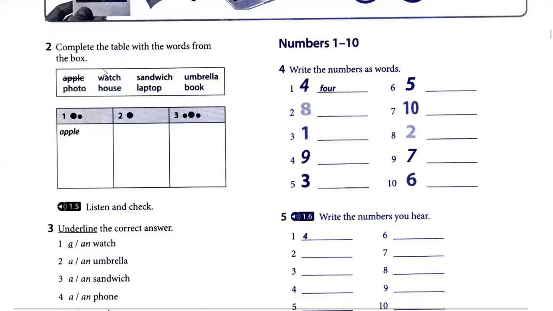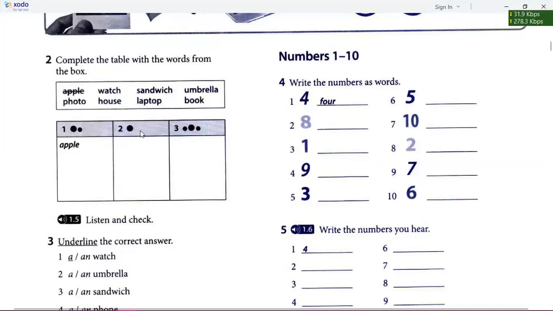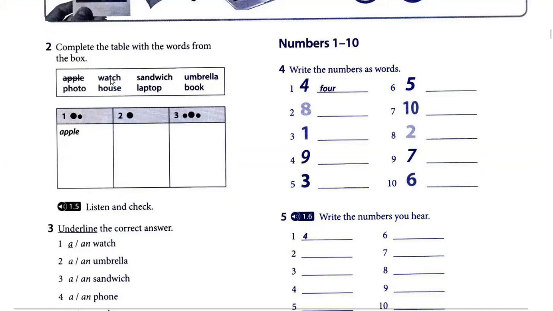Complete the table with words from the box. So here, in the first box, you write those words which are one syllable, which have one sound. In the second box, you write those words which have two syllables, two sounds. And in this one, you write those which have only one sound, one syllable. And in the third one, you will write those which have three syllables. So this word watch, in which column will you write it?